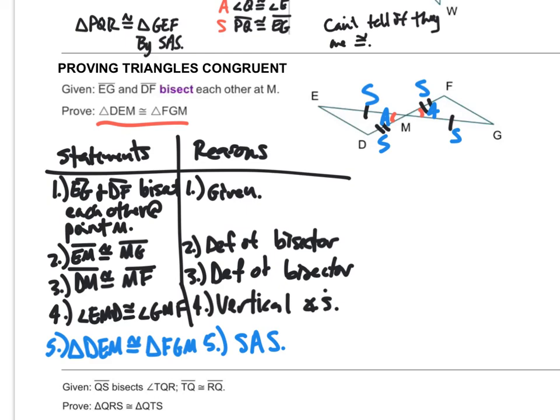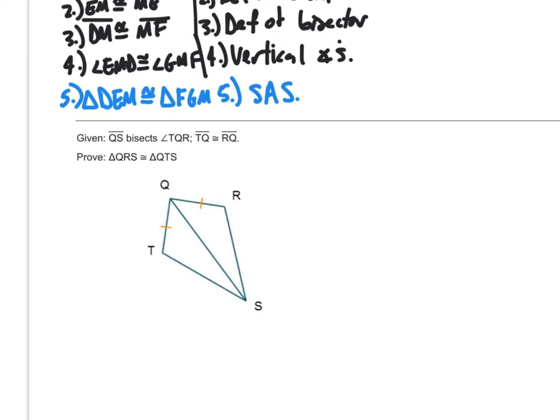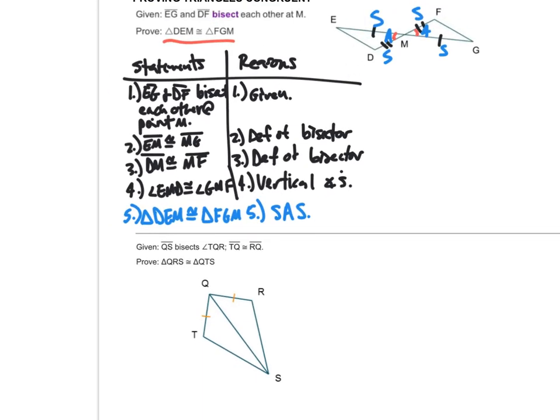Okay, I'm going to stop the video here. I will try and do this other one in class at some other point, but that's the idea behind side angle side.